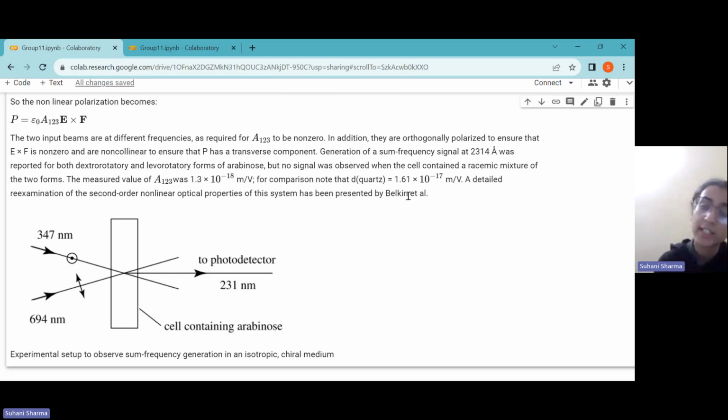So in conclusion, the optical properties of chiral media are a captivating intersection of chemistry, physics, and life science. They not only deepen our understanding of the molecular world but also promise exciting applications in non-linear optics.